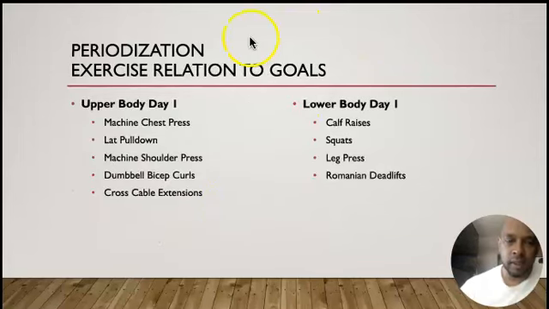So on upper body day one, we went for the machine chest press, lat pull down, machine shoulder press, dumbbell bicep curls, and cross cable extensions for the triceps. On lower body day one, we went for calf raises, squats, leg press. I did recommend Romanian deadlifts, however, we took that out due to his condition, and we went for a machine leg press with that one.